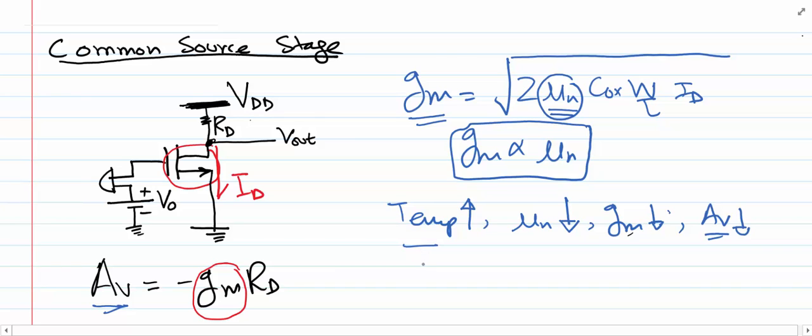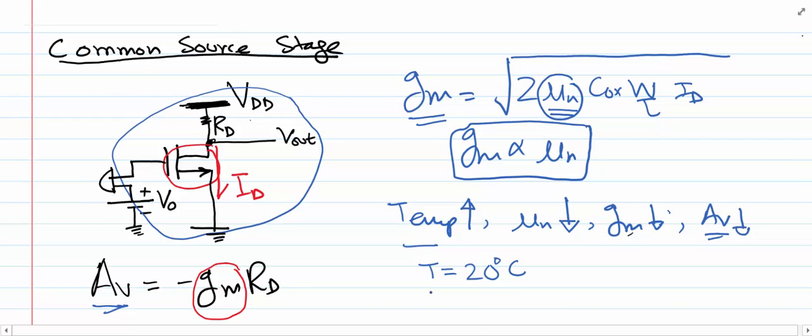Let's say you are working in a laboratory where the temperature is 20 degrees centigrade. You design this amplifier, which was working perfectly fine. Now you take this amplifier and you put it in a temperature of, let's just say, 50 degrees centigrade. What will happen is the temperature has gone up, and you can see that the voltage gain of this particular circuit will go down. Now this is something that we don't want at all.